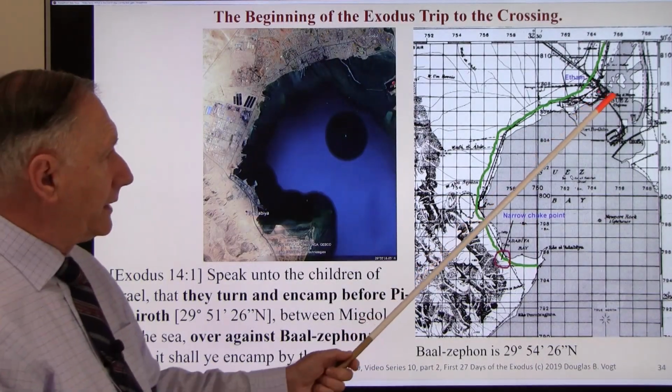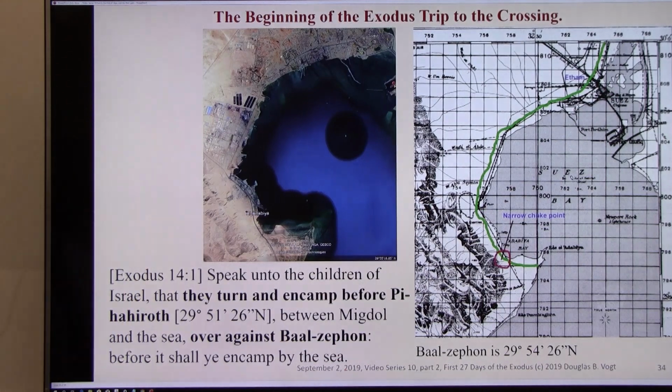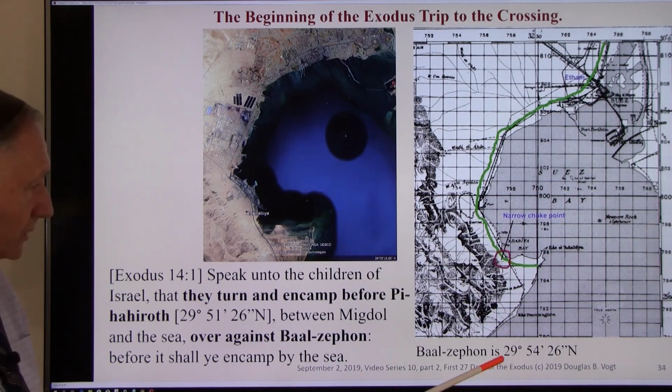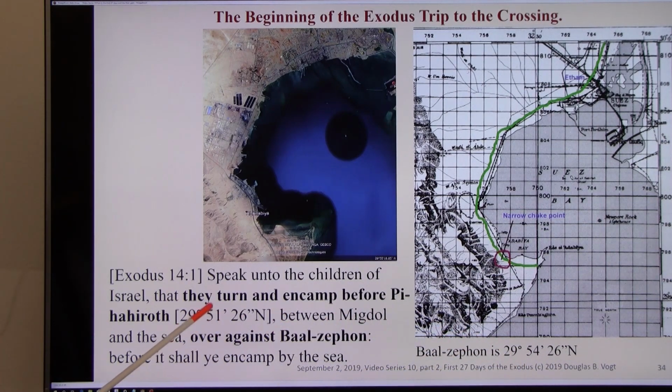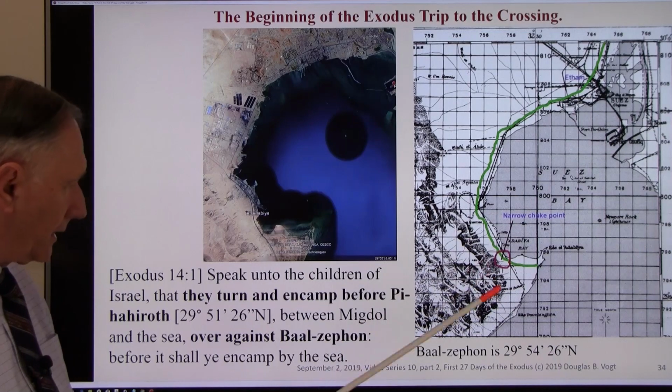Okay, they get to Etham, and what does God say to him? Through the rod, of course: Speak unto the children of Israel that they turn and encamp before Pi-hahiroth. That's the longitude and latitude of Pi-hahiroth, between Migdol and the sea, over against Baal-zephon, before it shall ye encamp by the sea. Baal-zephon, this is the latitude of Baal-zephon. This is the latitude of this mountain range right here. That's what the name of the mountain range is.